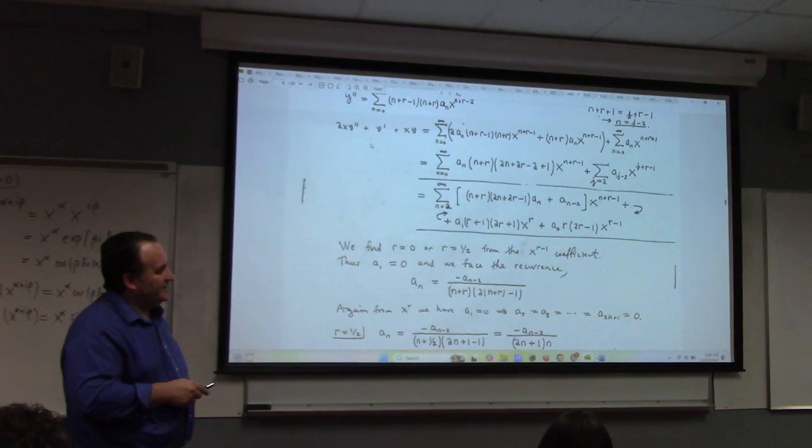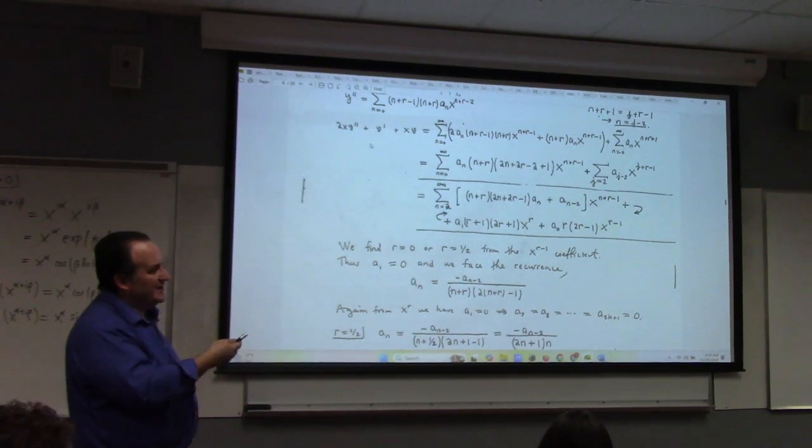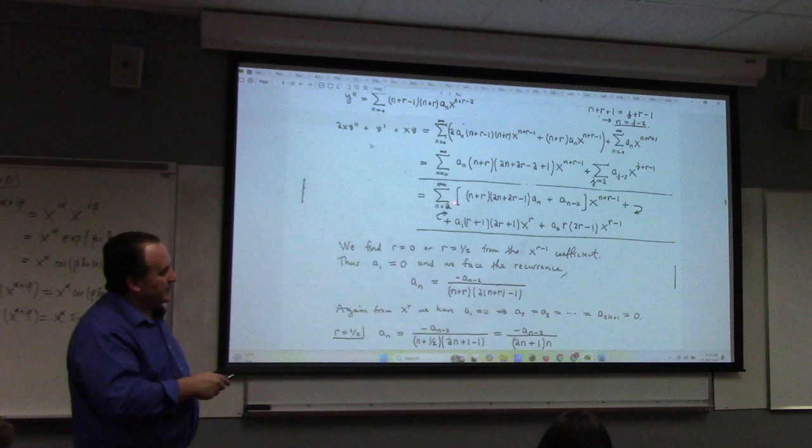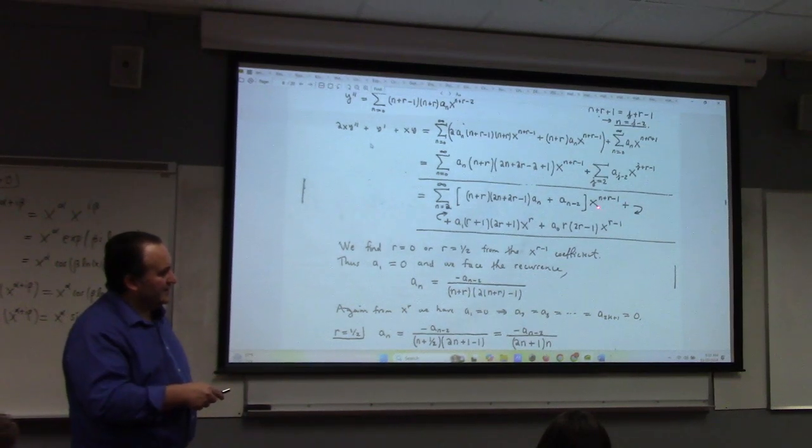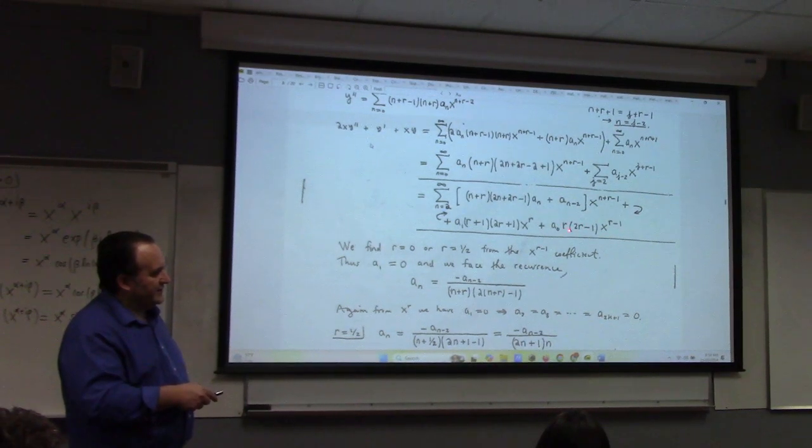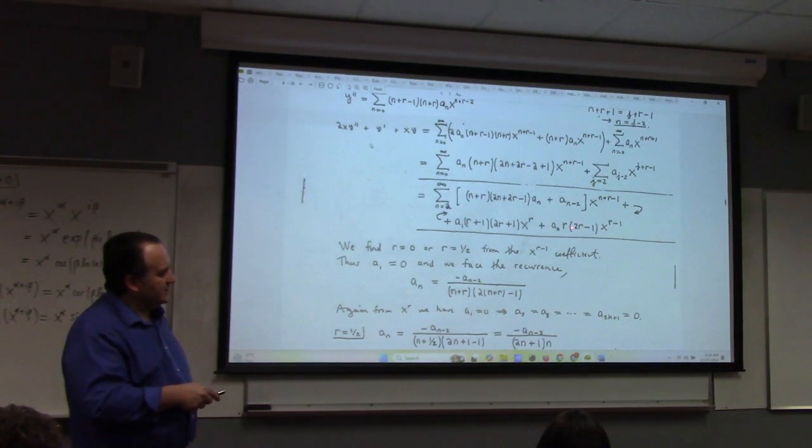All right, so I have infinitely many equations from this single equation, one for each distinct power. From the x to the r minus 1 power, I have the indicial equation, which gives me that r is 0 and r is 1/2. But from this one, I get that forces a sub 1 equals 0, since this one already forced r equal to 0.